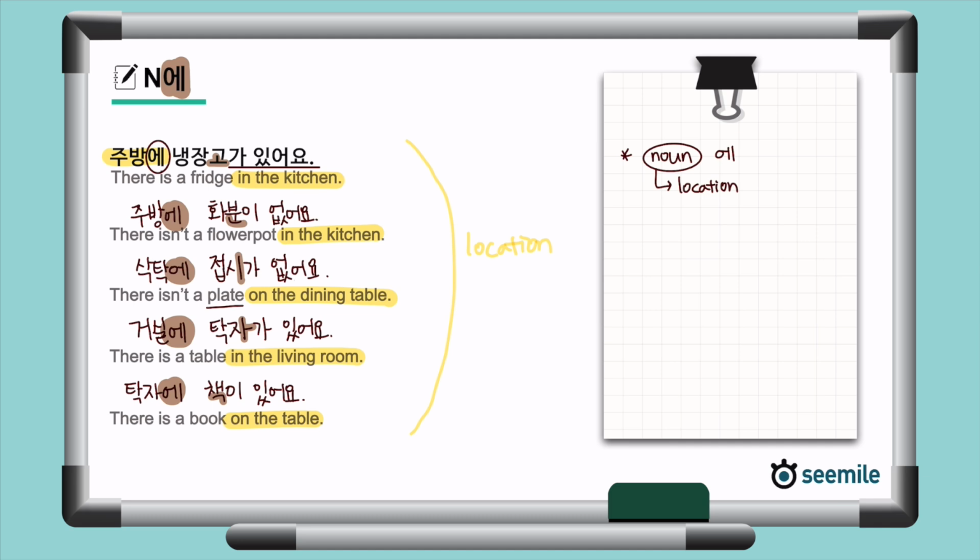Yes, they mark the grammatical relationship between the word and the other words in the sentence, or help define the word's meaning, and thus it is usually okay to switch the position of components in a sentence. So, it's okay to say 냉장고가 주방에 있어요. 화분이 주방에 없어요. 접시가 식탁에 없어요. 탁자가 거실에 있어요. 책이 탁자에 있어요.